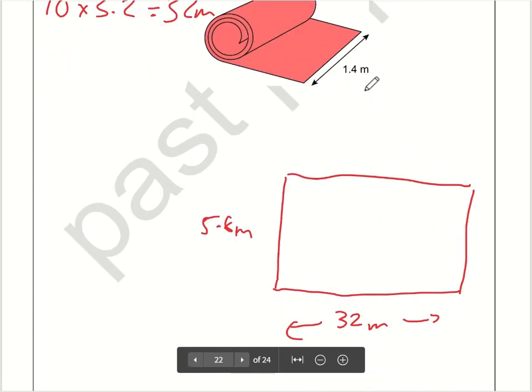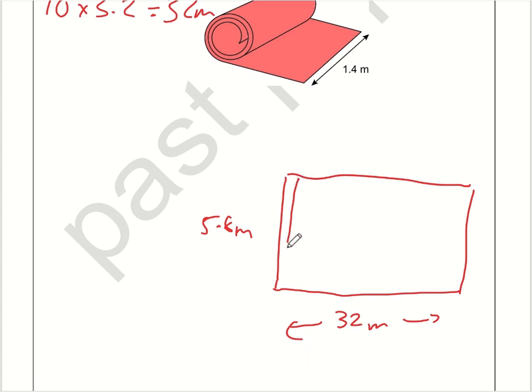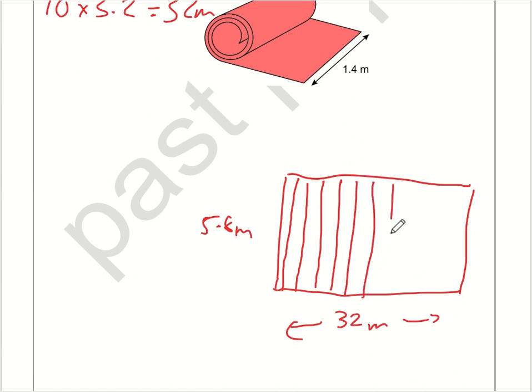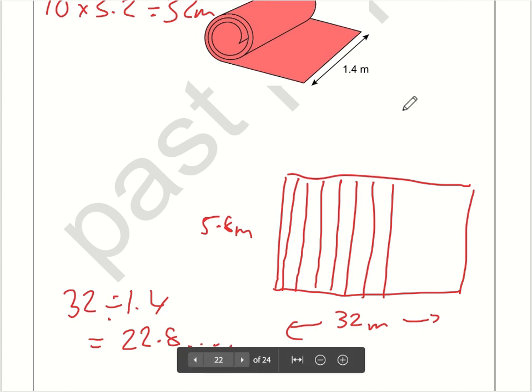Now the fabric comes in strips of 1.4 meters. So how many 1.4 meter strips would it take to take me to 32? So what is 32 divided by 1.4? 32 divided by 1.4 is a fairly nasty number, 22.8, but we can't have 0.8 of a piece of fabric, so we're going to have to call that 23 widths of fabric.